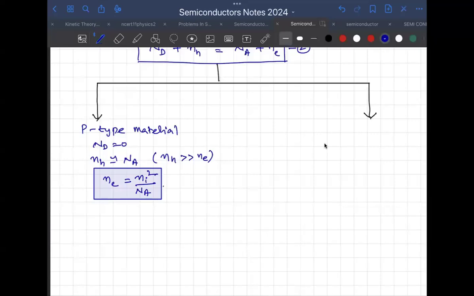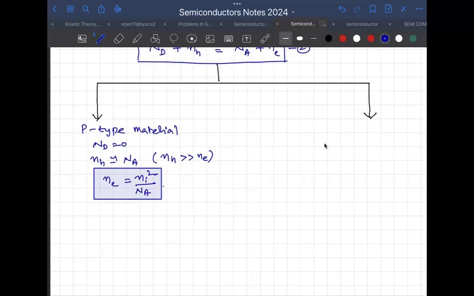So now how to remember this equation? Minority carrier concentration is Ni square divided by the number of acceptors.